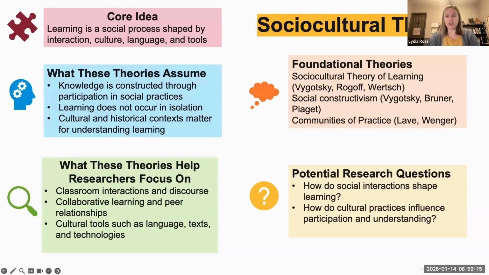Sociocultural theories help researchers focus on classroom discourse, collaborative learning, and peer relationships, but they also can help us focus our attention on tools, which could be language, maybe curriculum materials, or different classroom technologies that can help shape how learning unfolds. And so, potential questions that you might ask if you were working from a sociocultural framework could be, how do social interactions shape learning, or how do cultural practices influence participation and understanding of students?